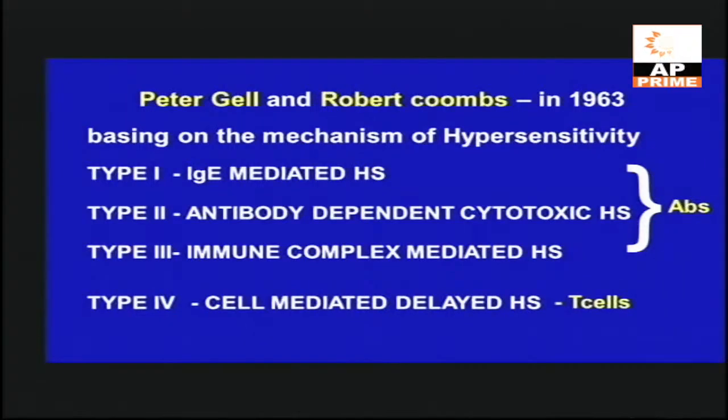Among the four types, types 1, 2 and 3 are mediated through the production of antibodies. Hence they are antibody mediated immune responses, and these three are immediate hypersensitivity reactions. The last one, type 4, is mediated through T cells. That's why it is a cell mediated immune response, and it is called delayed because it takes from a few hours to a few days for the appearance of the symptoms and reaction.